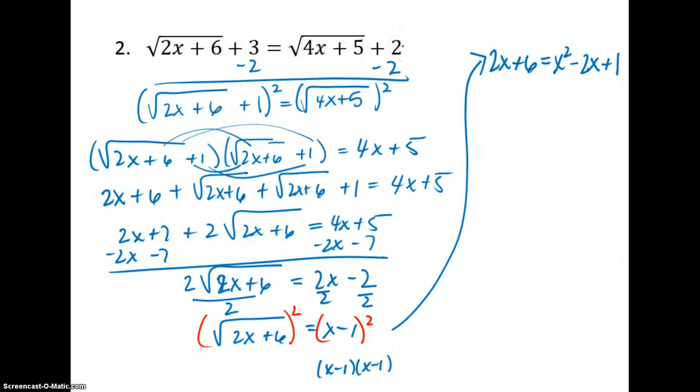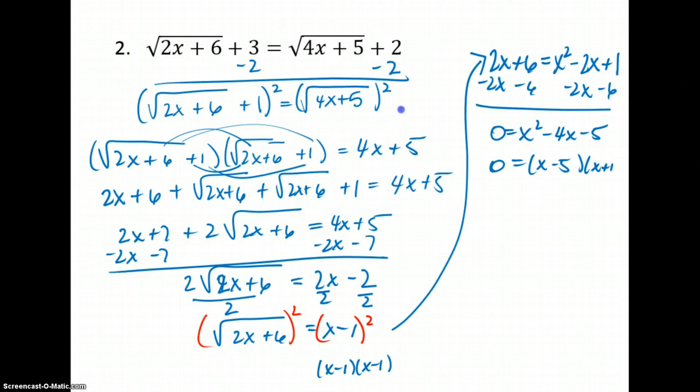Notice I've created a quadratic, so I've got to get all my terms on the same side. I'm going to subtract over my 2x, subtract over my 6, and I get 0 equals x squared minus 4x minus 5. I'm going to factor x minus 5, x plus 1, and so my solutions are 5 and negative 1. Yikes. I still need to check my solutions.